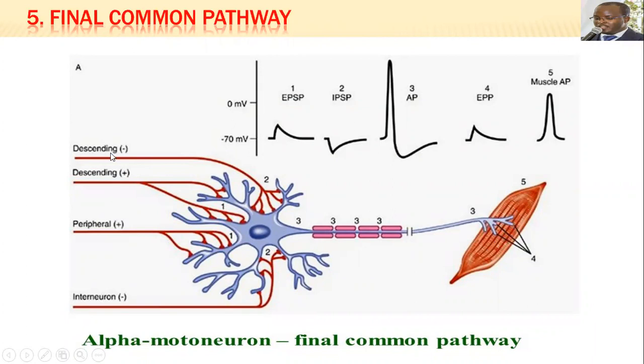So you can have excitatory postsynaptic potentials or inhibitory postsynaptic potentials. Others are inhibiting, others are stimulatory. Depending on whether you're having more stimulation than inhibition, you can stimulate the motor neuron, and then you get a response. If you're having more inhibition, then you can't get a response. But the common pathway is the alpha motor neuron that is innervating the extrafusal muscle fibers.